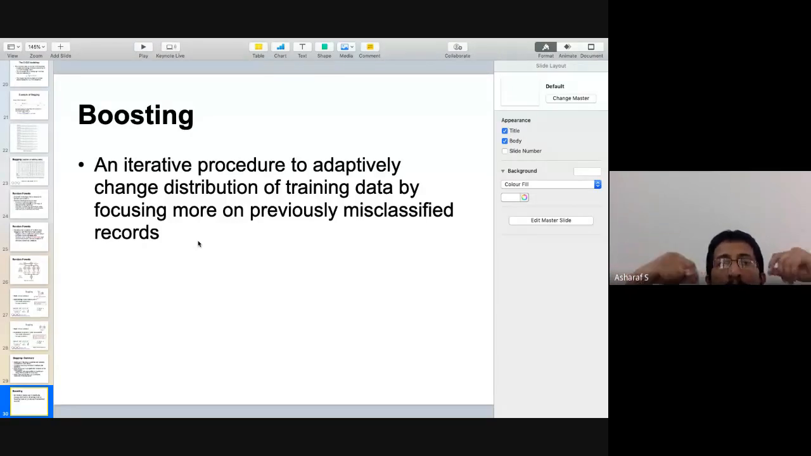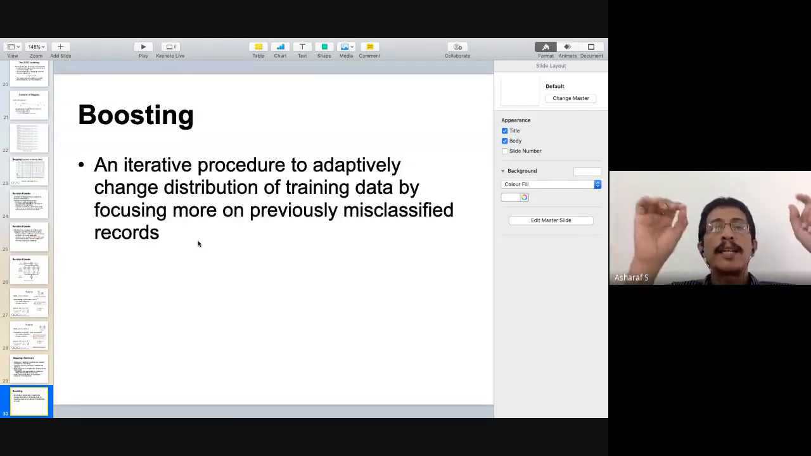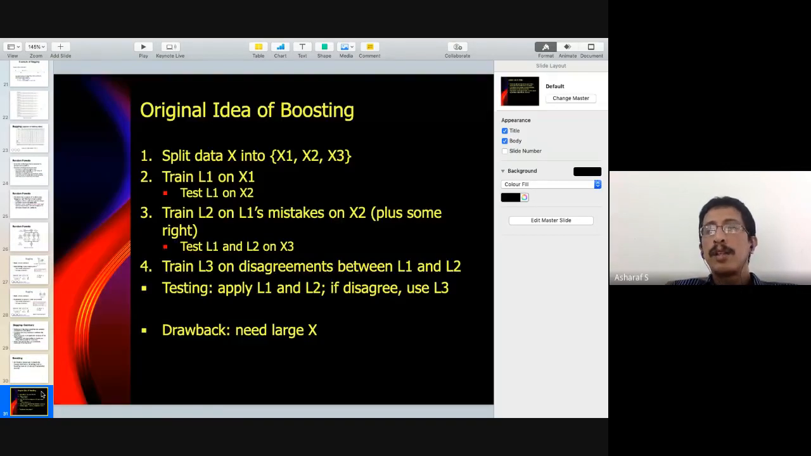So can we assign some weights to these training points in such a way that points which are not correctly classified are weighed more compared to points which are correctly classified? Such an approach is called boosting. Let's see that. This is the original idea of boosting, but Adaboost is a little different.